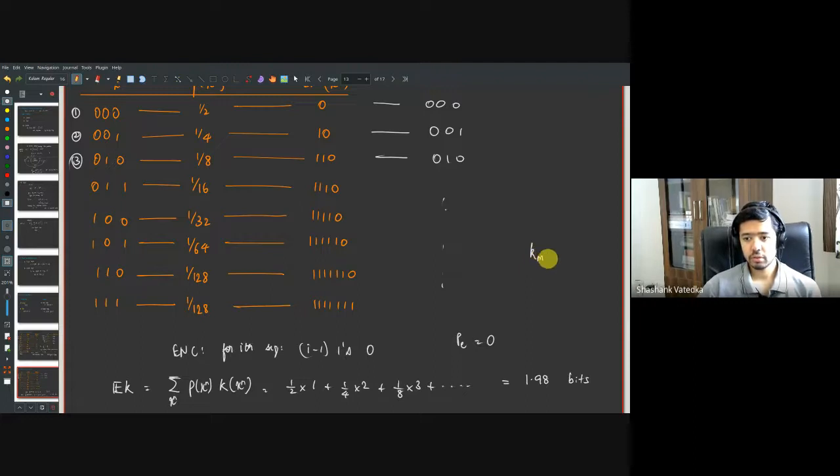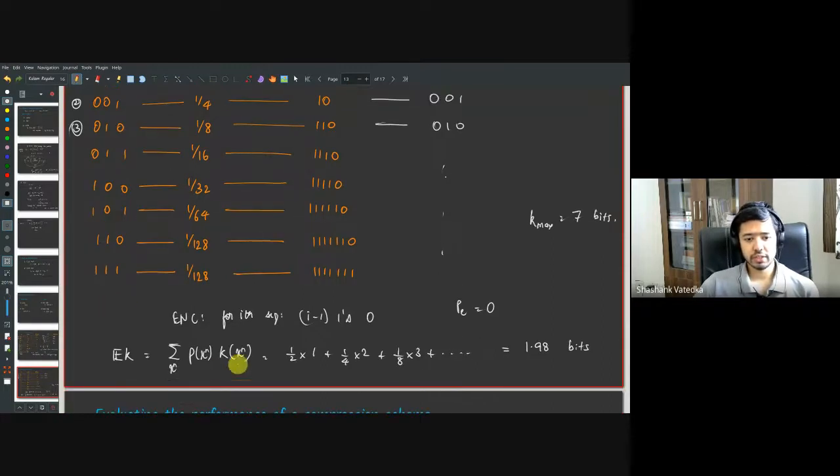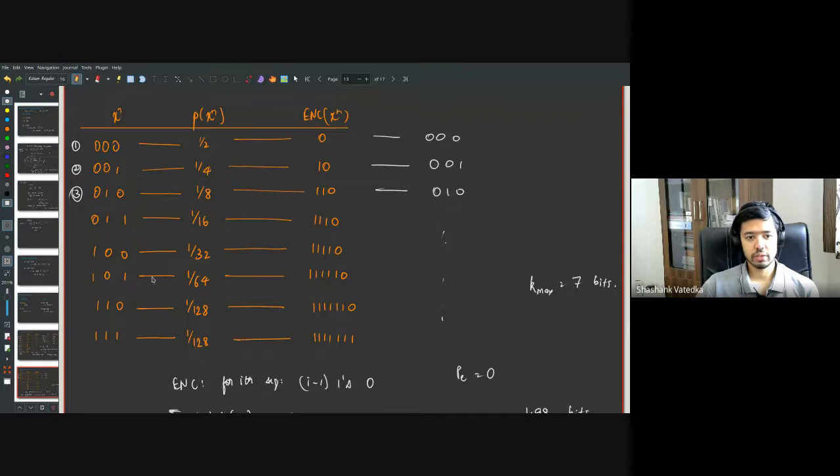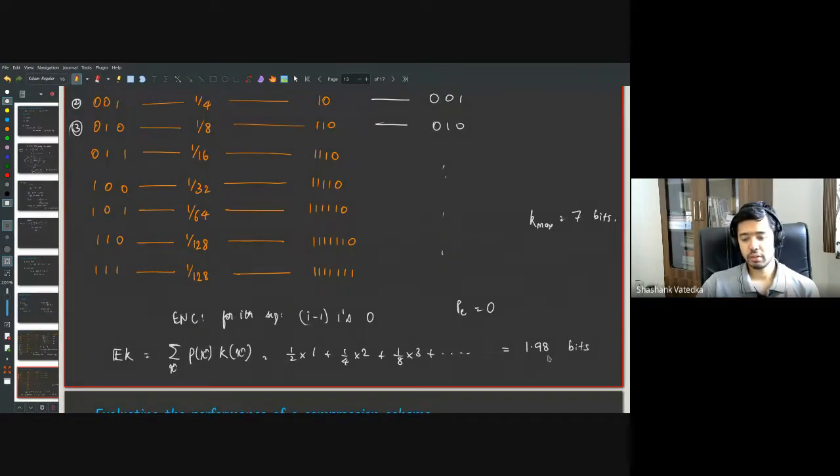So Kmax is 7 bits in the worst case, but in the best case, it is 1. So in this case, we are achieving compression, but only for certain sequences, right? For many others, the compressed length is larger than the actual length of the sequence. But that's okay, because these sequences are not going to occur very often. So on average, you're going to get very good performance. So on average, you're going to get 1.98 bits.